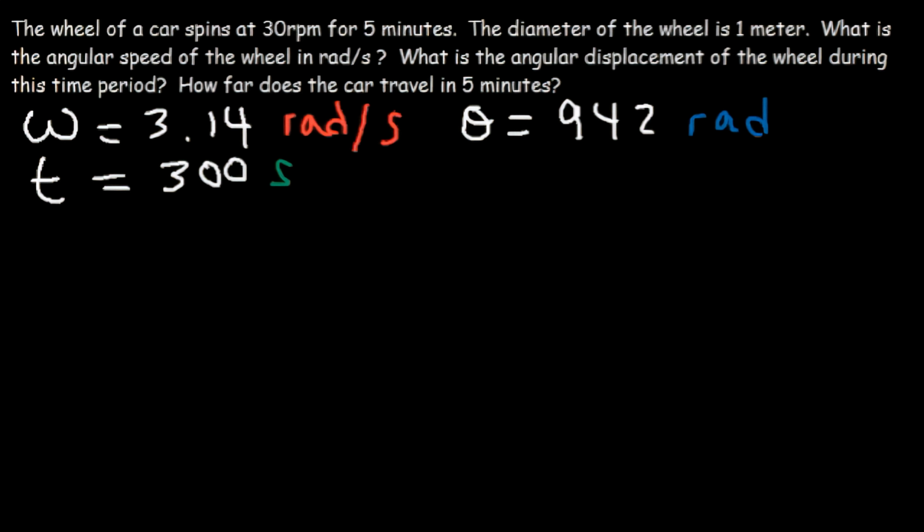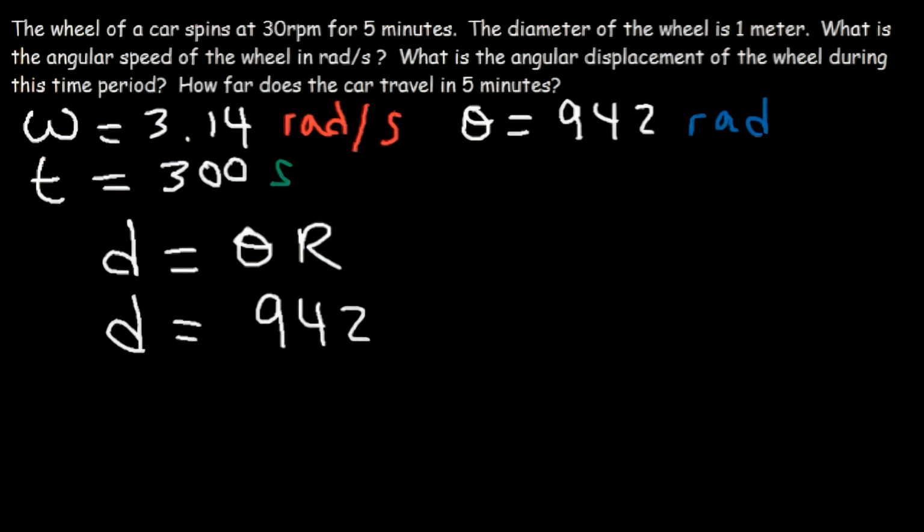So once you have the angular displacement, you can use that to calculate the distance using this equation. So D is equal to theta times r. So the linear displacement, D, is equal to the angular displacement, which is 942 radians, times the radius, which is, it's not 1 meter. The diameter is 1 meter, so the radius is half of a meter, or 0.5 meters per radian.